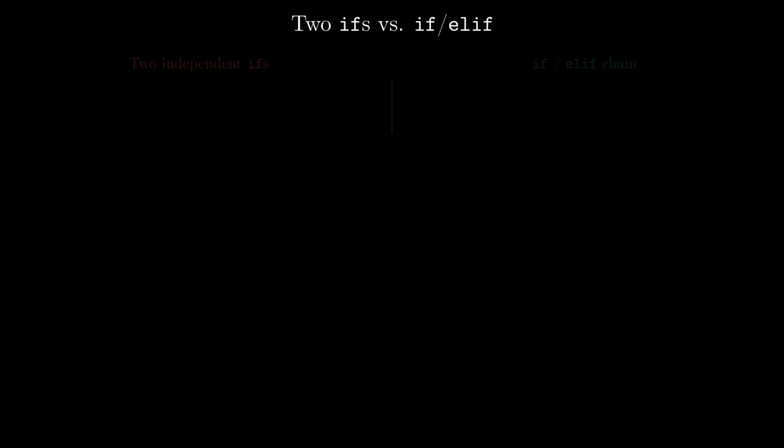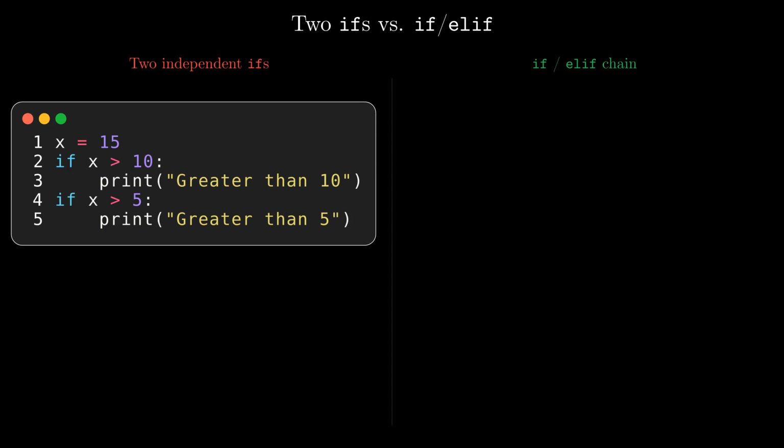Here's a common mistake. Students assume two consecutive if statements behave the same as an if-elif chain. They do not. Two independent if statements are completely separate checks. Both blocks can run if both conditions are true.